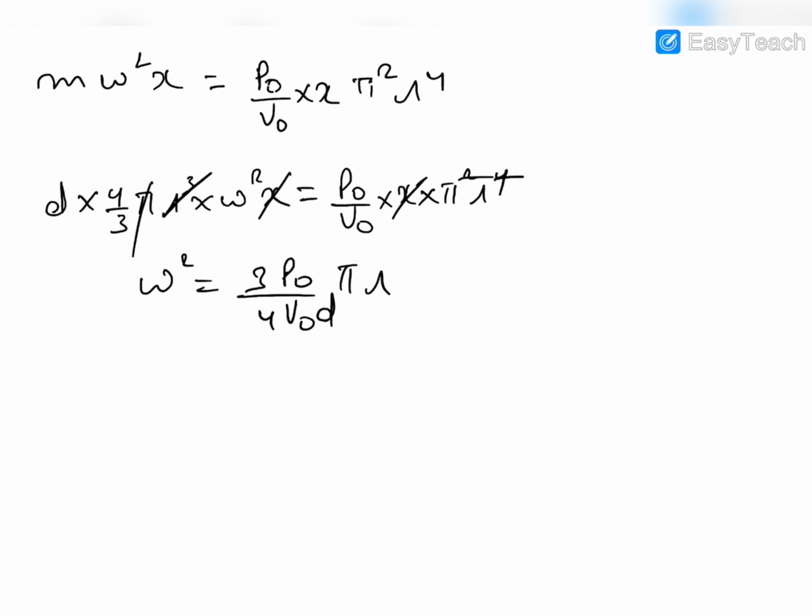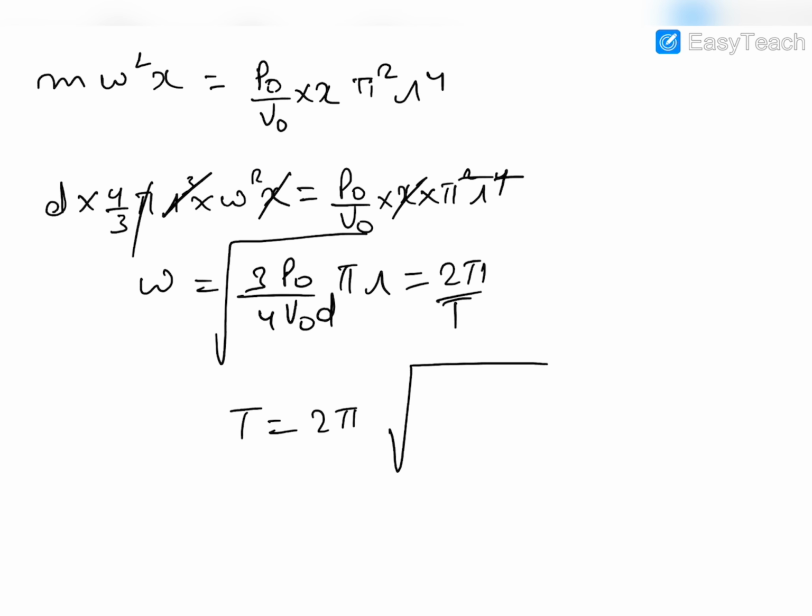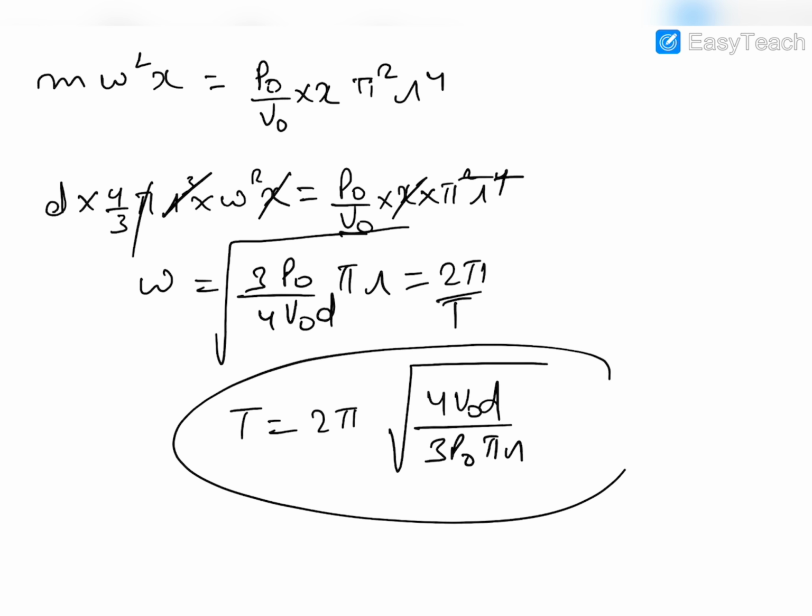and omega will be the root of this, and omega is equal to 2 pi by T. So time period will be equal to 2 pi under root of 4 v naught d by 3 p naught pi r. This would be the time period of SHM of the ball. Now we move on to the next question.